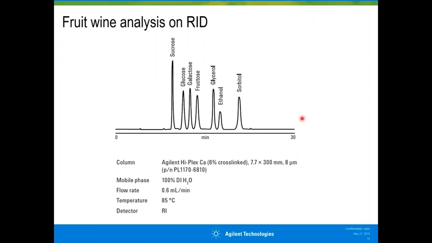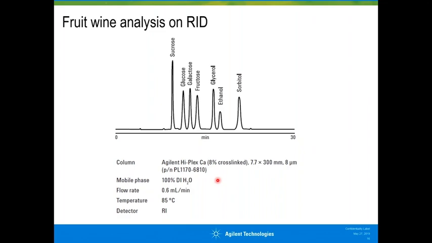So if you can see over here, fruit wine analysis is done on an RID detector. The separation is done using an Agilent Hi-Plex Ca column. This is basically a ligand exchange column which would enable separation of sugar molecules. The mobile phase would be 100% water. Normally in ligand exchange columns, the mobile phase is kept constant as water or maybe some buffers with certain molarities. Flow rates are also maintained at less than 1 ml.